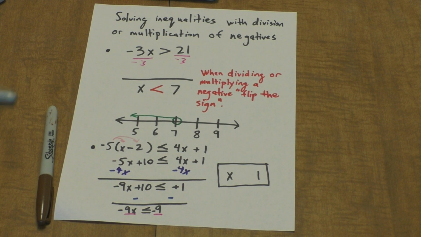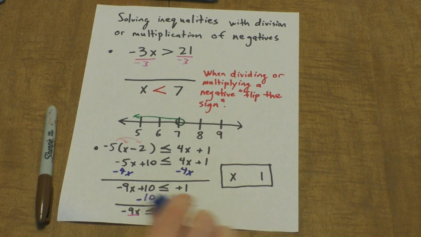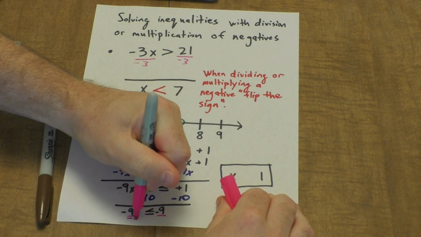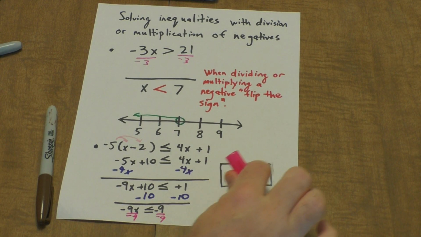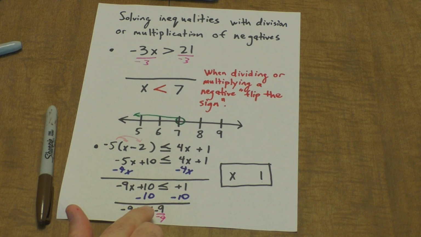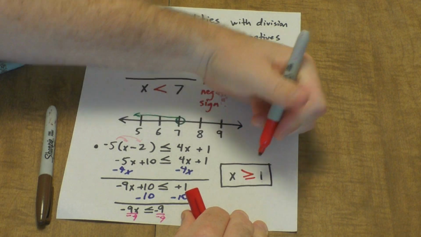Okay, so I'm going to subtract this 10 on both sides. 1 minus 10 is negative 9. I have negative 9x is less than or equal to negative 9. Well, x is being multiplied by negative 9, so I'm going to divide by negative 9 on both sides, and I get x; negative 9 divided by negative 9 is positive 1. But remember, I had less than or equal to, so what I have to do here is flip the sign, so it'll become greater than or equal to.